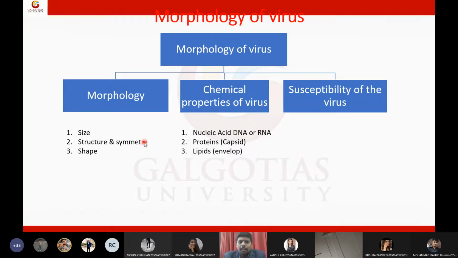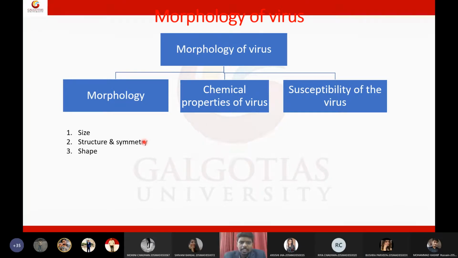Then, chemical properties of virus. We have three important biochemicals: nucleic acids, proteins, and lipids. Tell me the location of lipids. Where are lipids present in a virus? The location of lipids in virus: the envelope membrane. Yes.